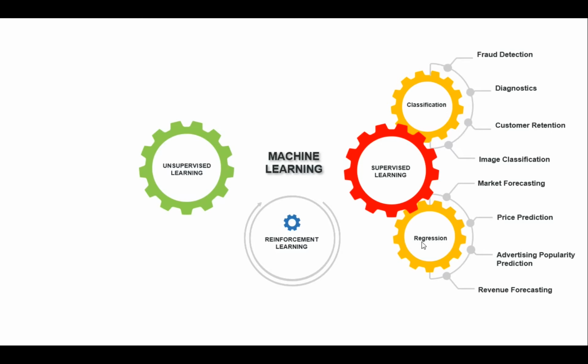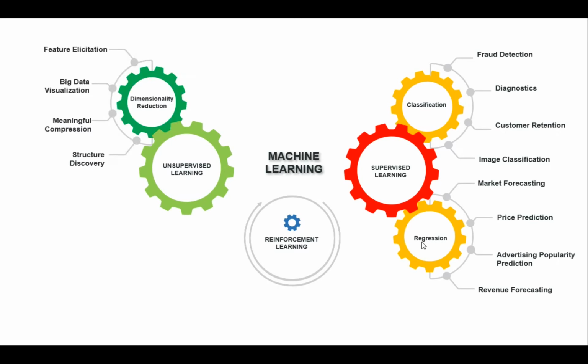Whereas coming to unsupervised machine learning, there is something like dimensionality reduction. This is one of the very, very important techniques, used for working on multiple things, like feature elicitation.